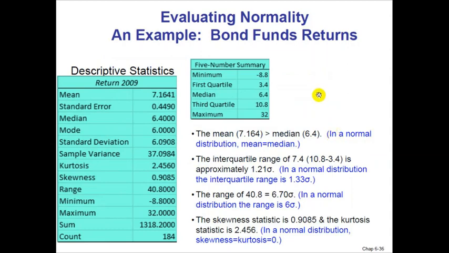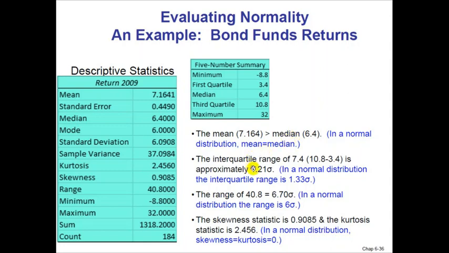If you use the second approach, descriptive statistics, you can check. The mean value is given and the median value is given here as well. So you can see the mean value is greater than the median value. So it indicates that it is not really a normal distribution.